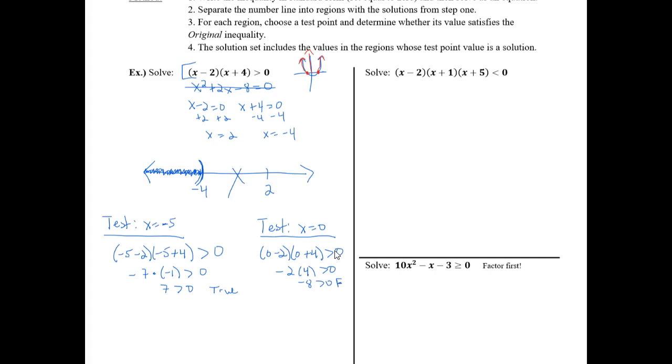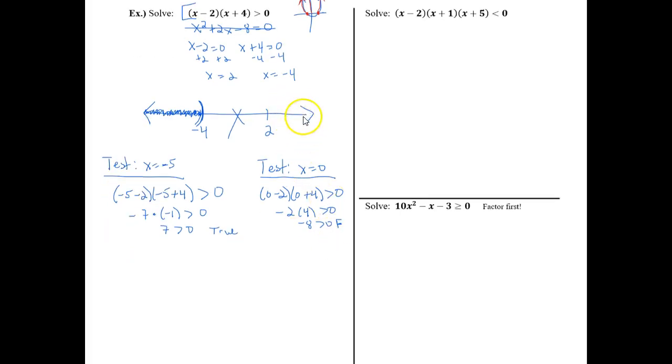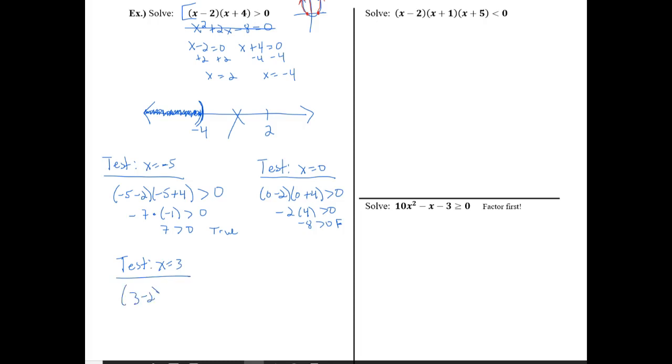I don't shade. And then lastly, I need to test this last area. So something bigger than 2, I'm going to test 3. So let x equal 3. Plug it into my original inequality. I have 3 minus 2 is 1, and 3 plus 4 is 7. 1 times 7 is 7. Is 7 greater than 0? That is true. So everything on that side is going to be part of my solution set.